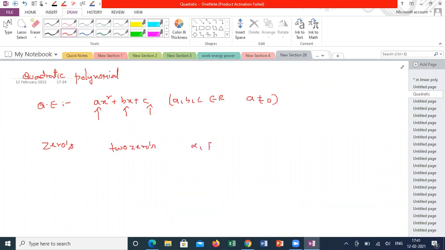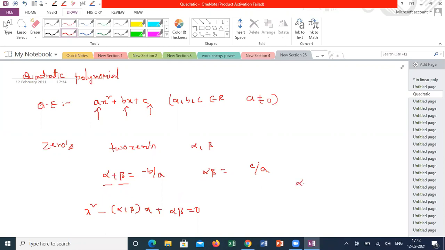So alpha and beta. What is the sum of the zeros? Anyone? Minus b by a. Product of the zeros, c by a. Suppose I know the alpha value and beta value, how to express this equation? x square minus of alpha plus beta into x plus alpha into beta is equal to 0. If I know the sum of the zeros and the product of the zeros, then I can write it like this.